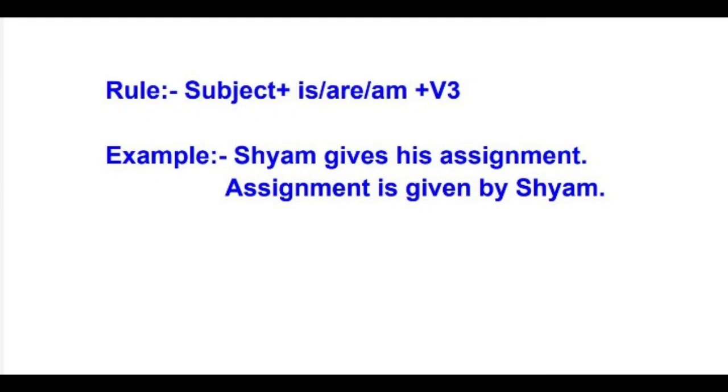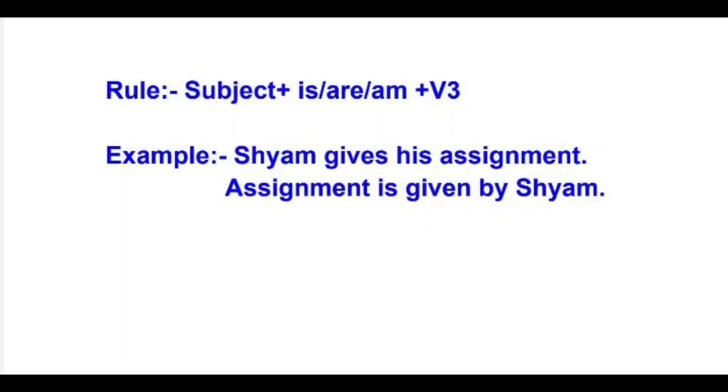So the rule for simple present tense is subject plus is or am plus verb 3. Then example. See the example here. Shyam gives his assignment. The assignment is given by Shyam. So here Shyam is the subject, gives is the verb, assignment is the object. So you have to interchange the subject and object first. So assignment, then is given.